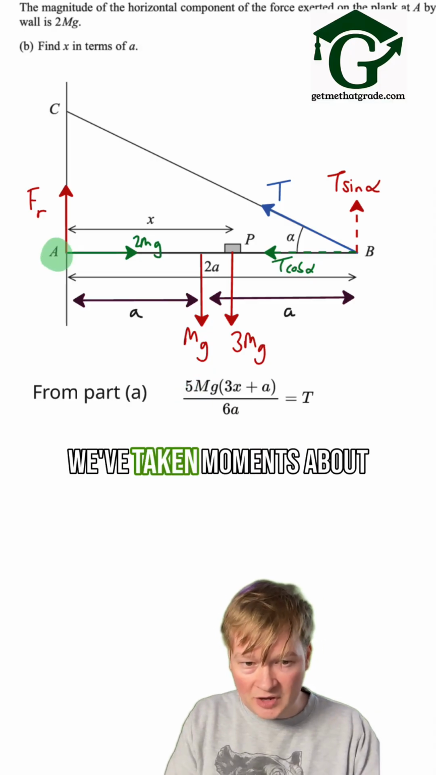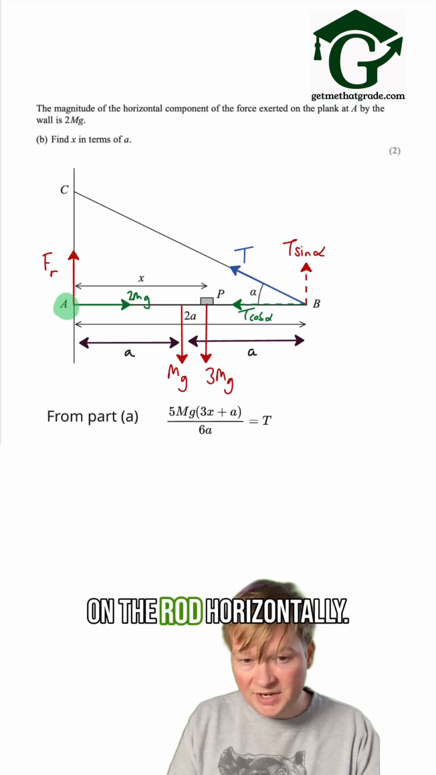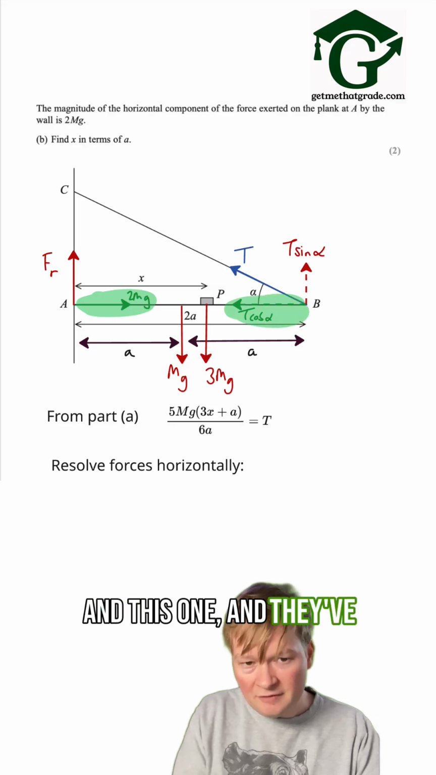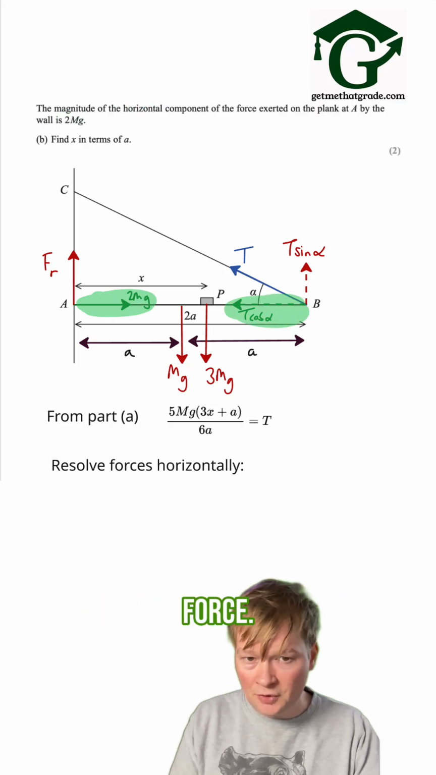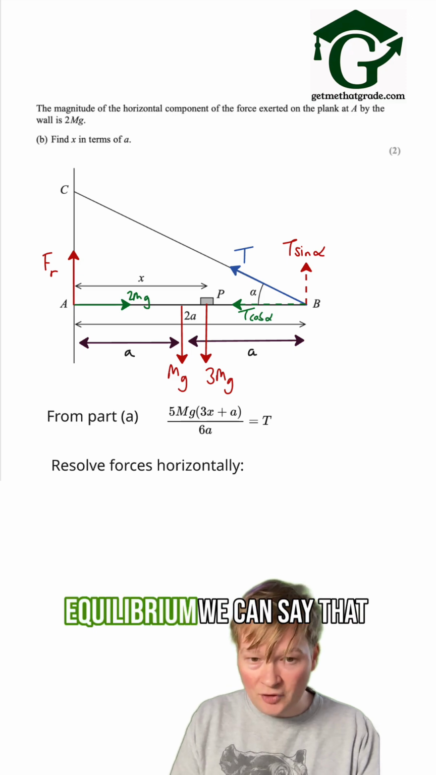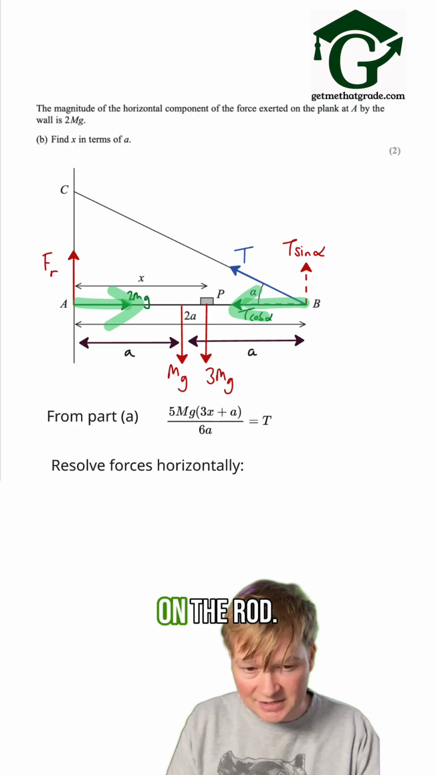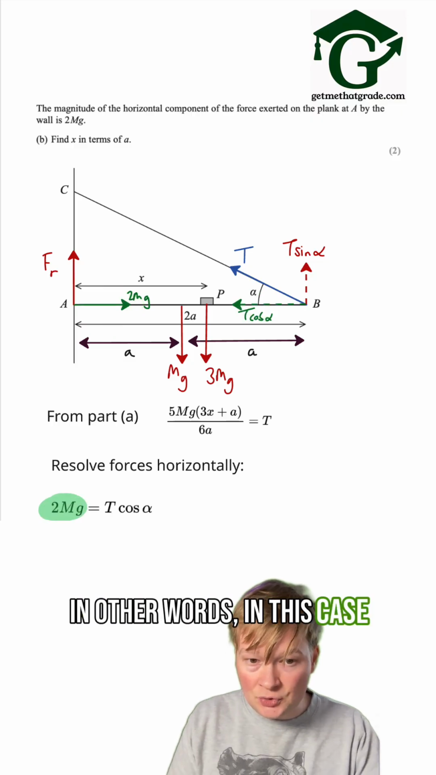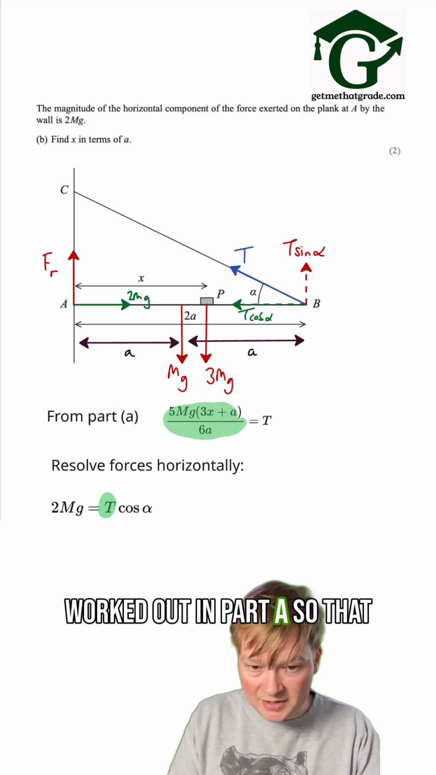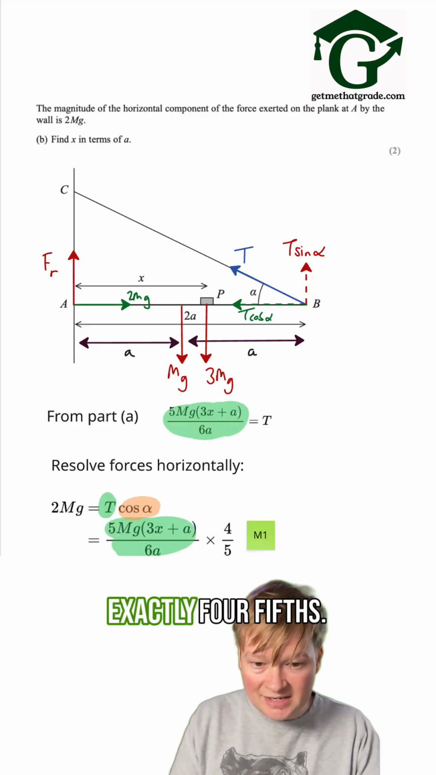We might need that later on, so I'm just making a note of it. So what have we already done? We've taken moments about A. Something else that we could do is resolve forces on the rod horizontally. There are only 2 horizontal forces, this one, and they've just told us something about that horizontal force, so probably a good clue there that we should be using that. So, because the rod was in equilibrium, we can say that the rightward forces acting on the rod equal the sum of leftward forces acting on the rod. In other words, in this case, 2mg equals T cos alpha. Remember, T was what we worked out in part A, so that can go in here. And you remember we also worked out that cos alpha was exactly 4/5.